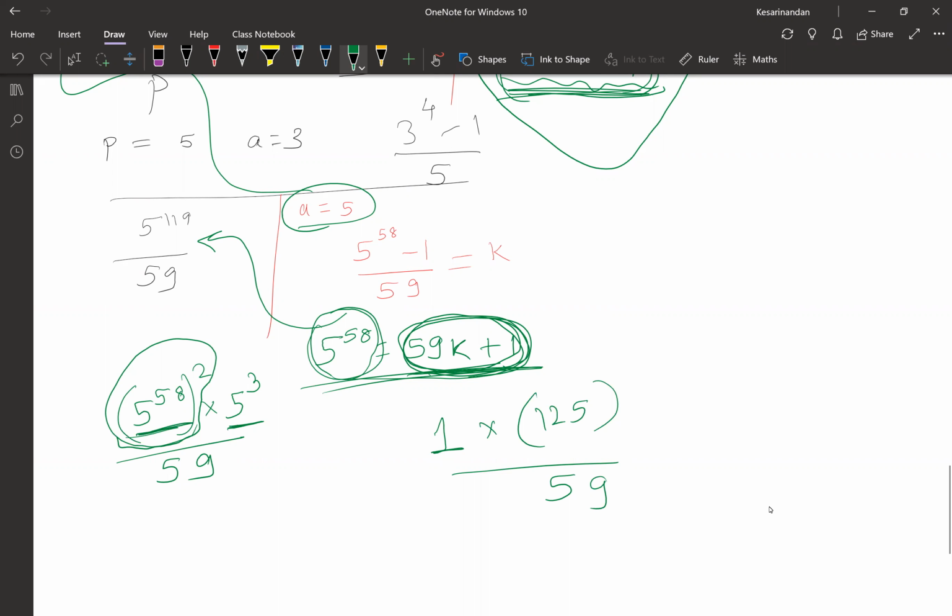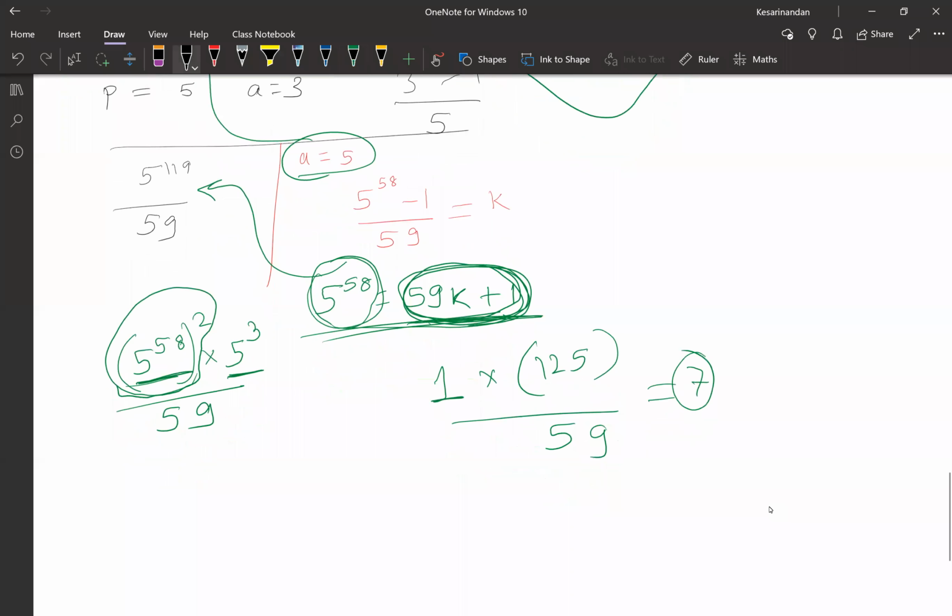9. Calculate again. 7. 59 into 2 is 118. 125 minus 118 would be 7. Your remainder is 7. So the final answer would be 7.